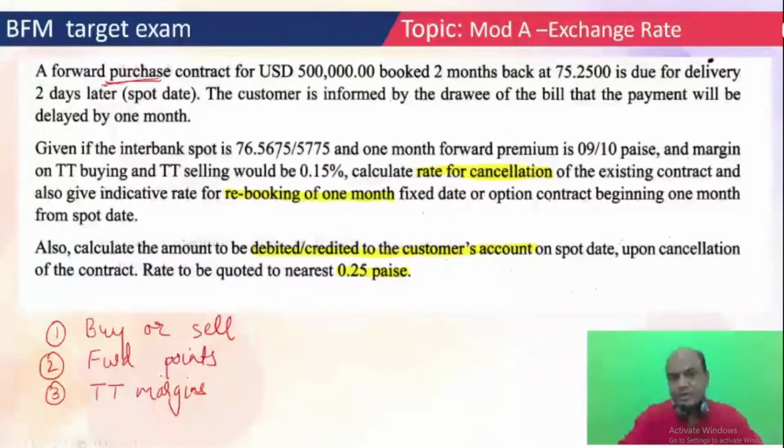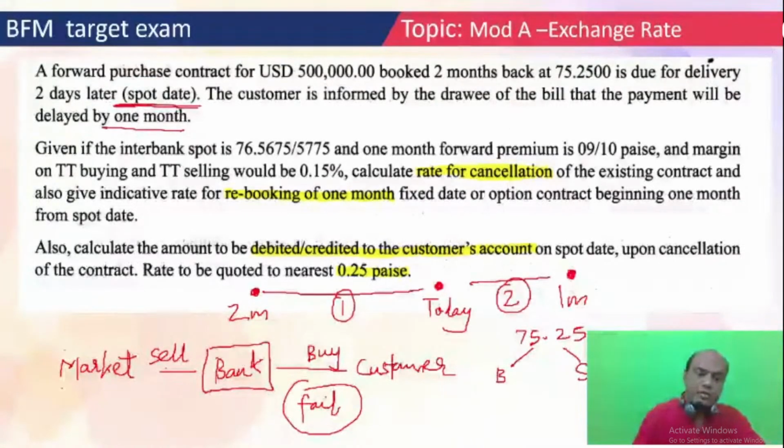So now let's look at this problem. What had happened? Look at this. 2 months back, I had booked the contract for $5 lakhs. Today it is due for delivery. Means now the payment is to be received. Now who will give the payment?